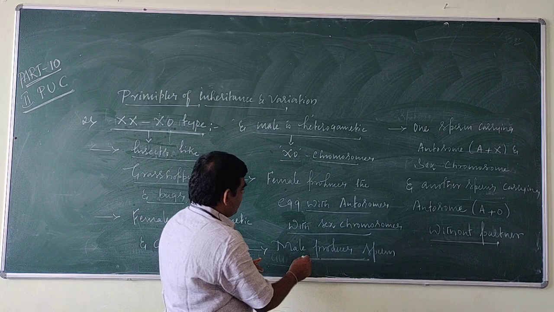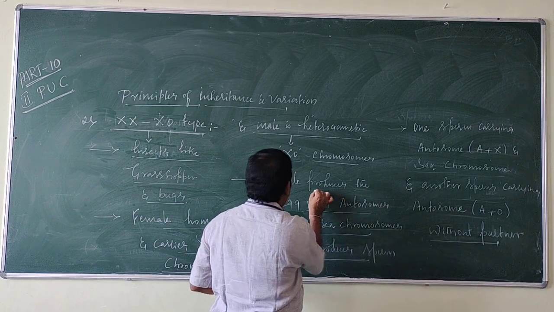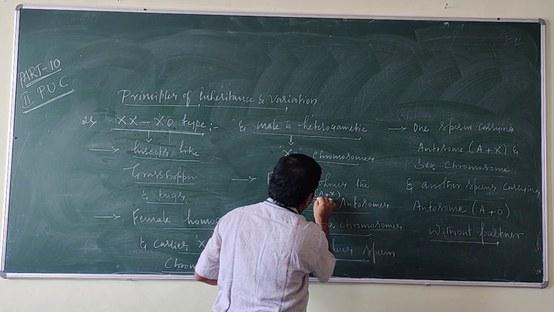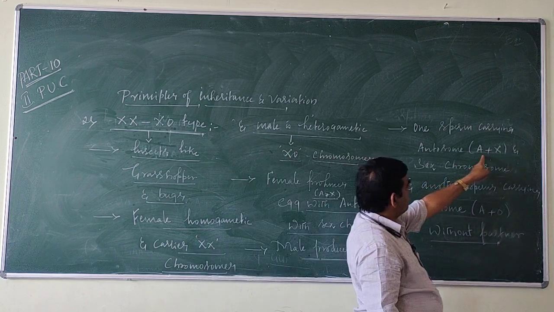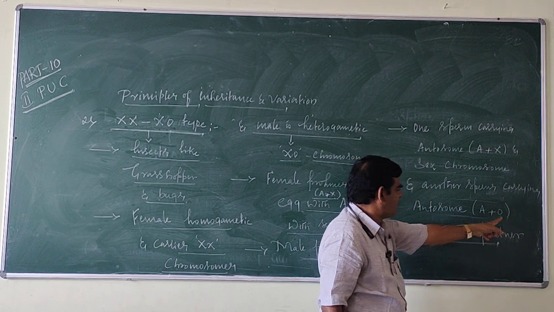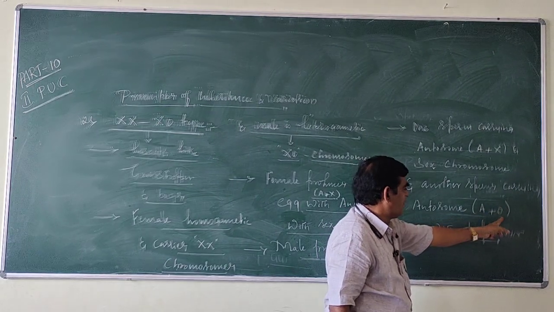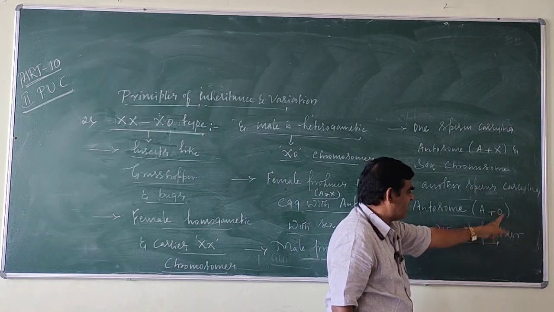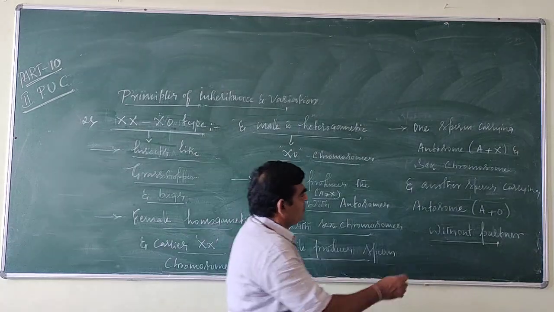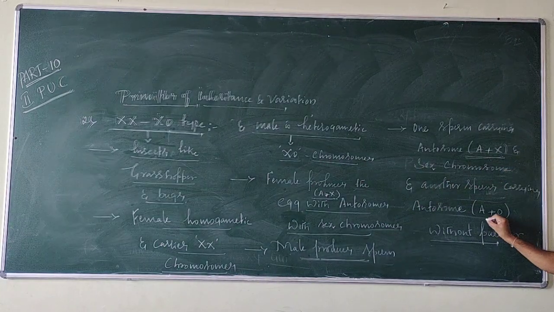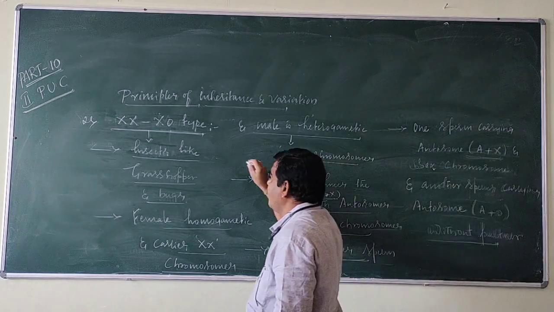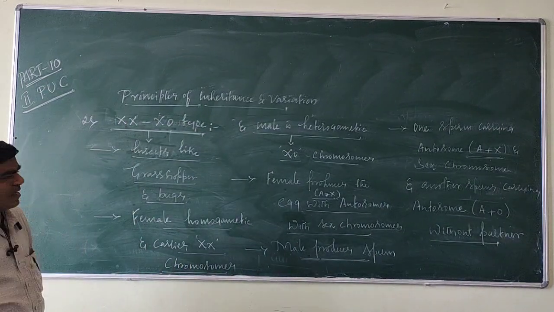Then A plus X. The male produces two types of sperms: autosome plus sex chromosome, and another sperm carrying autosome plus O, meaning absence of a sex chromosome. O represents absence of a sex chromosome without a partner. So the two types of sperms are A plus X and A plus O. These two types are produced in males because males are heterogametic.